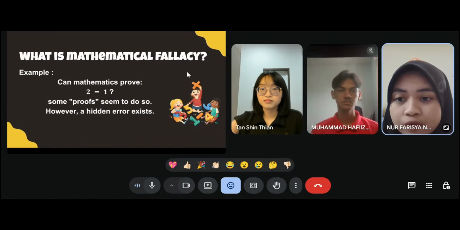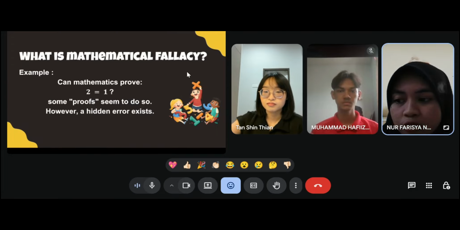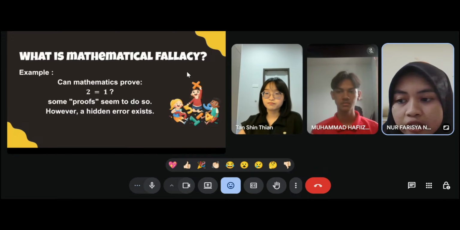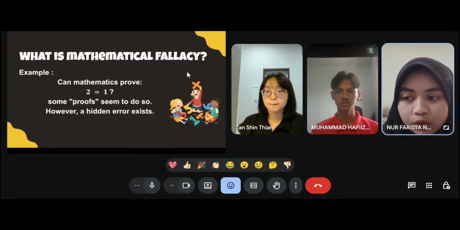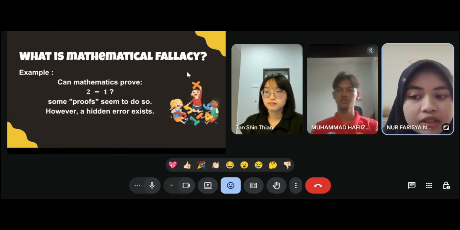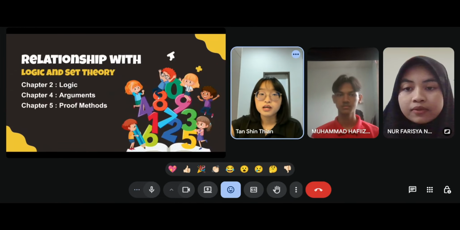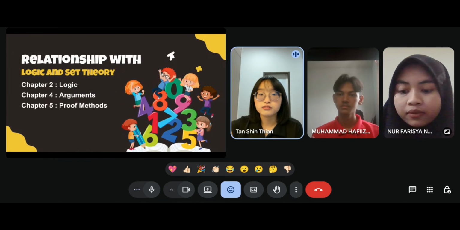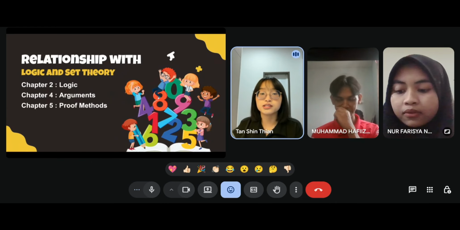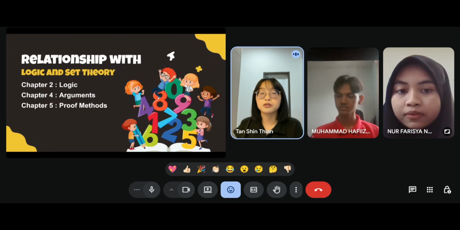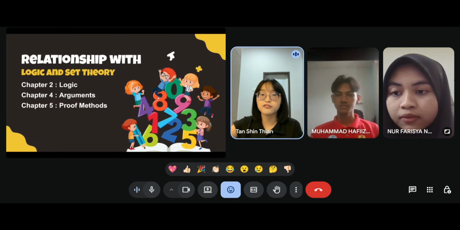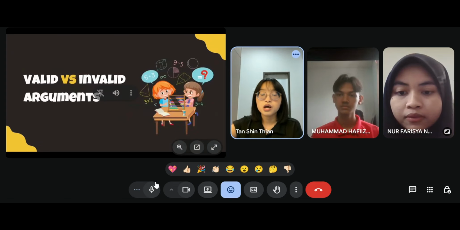Can mathematics prove 2 equal to 1? Why do even smart people get fooled by this error, and how is this related to logical argument? To explain this further, I will pass the floor to our next presenter, Tan. So these are the topics' relationship with our Logic and Set Theory course, which is Chapter 2 Logic, Chapter 4 Arguments, and also Chapter 5 about proof methods.